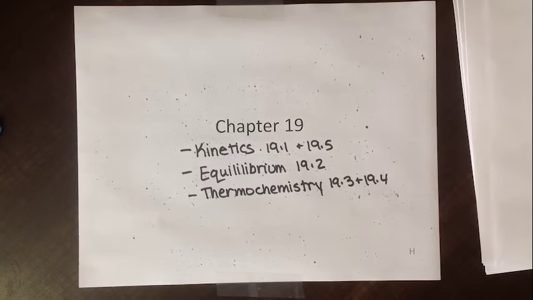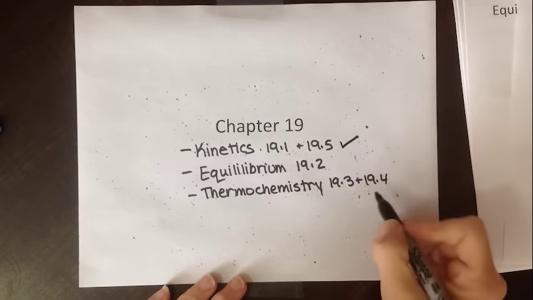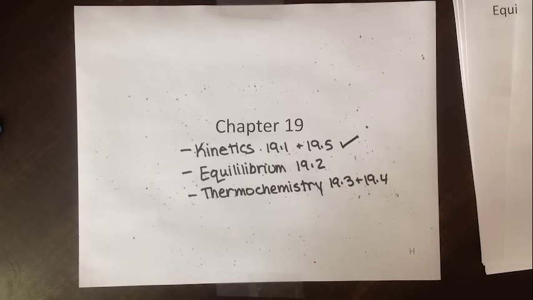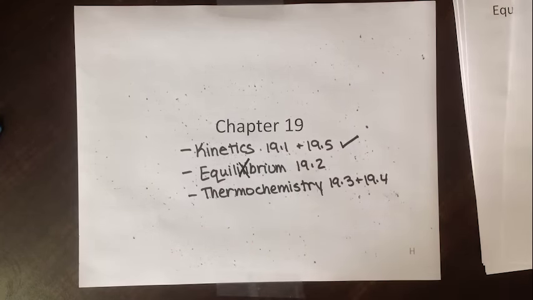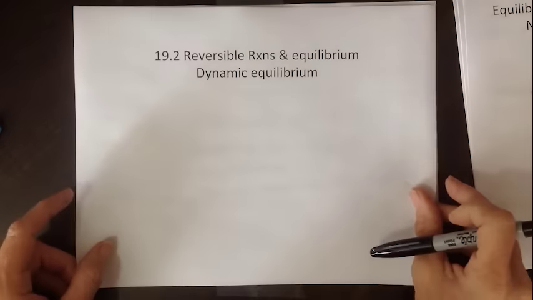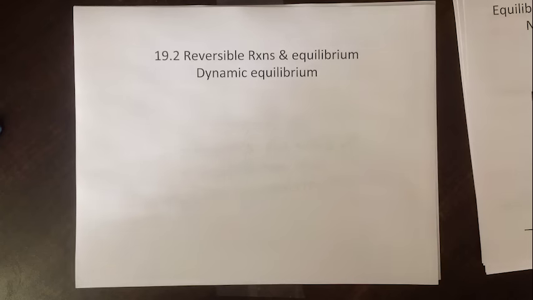Okay, this is the second part or large topic in chapter 19. Hopefully you've already learned kinetics, and now we're going to look at equilibrium. I like that I misspelled it before, but that's alright. So 19.2 is about reversible reactions in equilibrium.